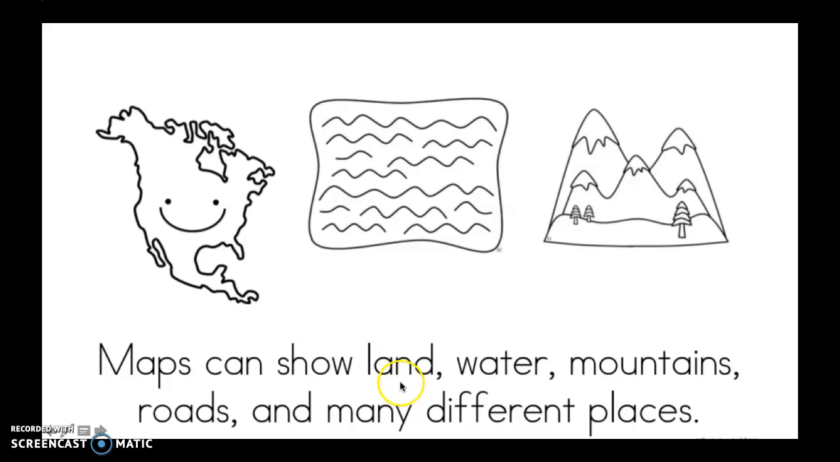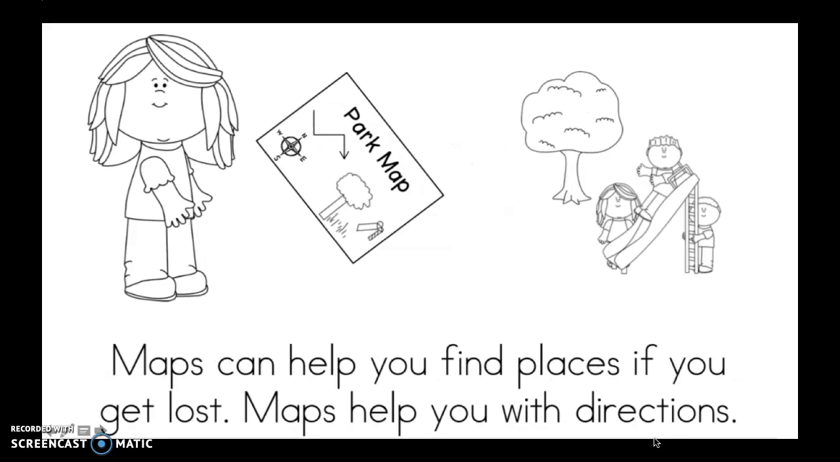Maps can show land, water, mountains, roads, and many different places. Maps can help you find places if you get lost. Maps help you with directions. So here, this little girl, it looks like she's trying to get to the park. So she's going to look at this map to the park, and she's going to use her cardinal directions to figure out how to get to the park so she can be with her friends.